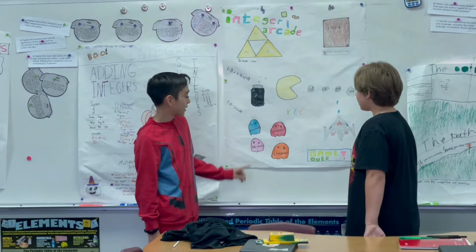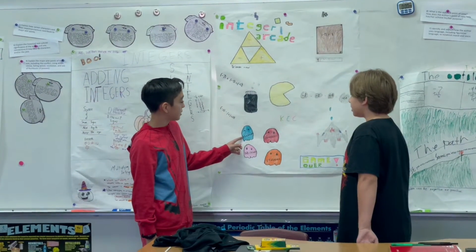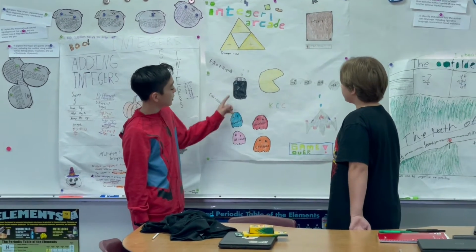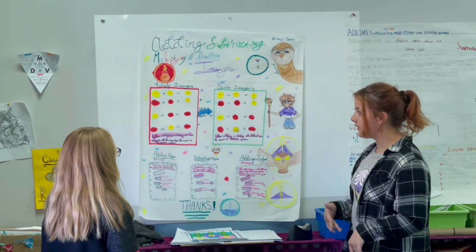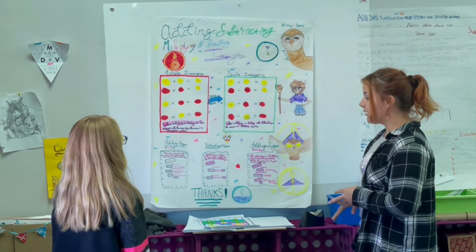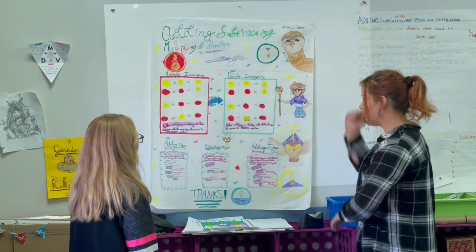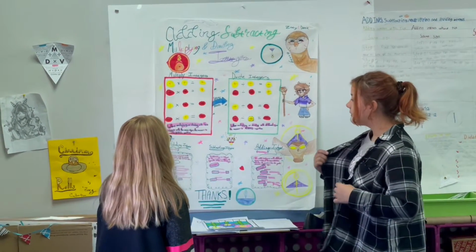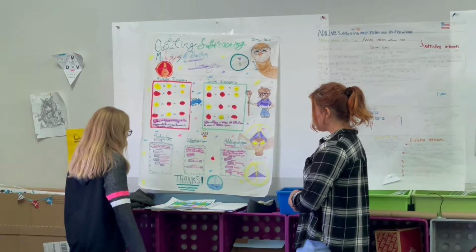They have little Pac-Man characters that have addition, an addition integer, a subtraction integer. Positive times negative will equal a negative. Negative times negative will equal a positive. Negative times positive, negative.